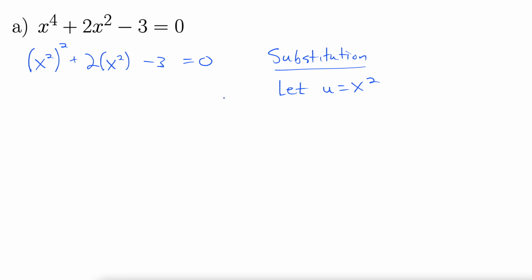Okay, well, why would we do that? Well, notice that if we let u be x squared, what does this become? This becomes u squared plus 2u minus 3 equals 0. And substitution is a really good skill to get down because when you go into calculus, you'll be doing a lot of substitutions. So it's good to start learning this method now of substituting one variable for another.